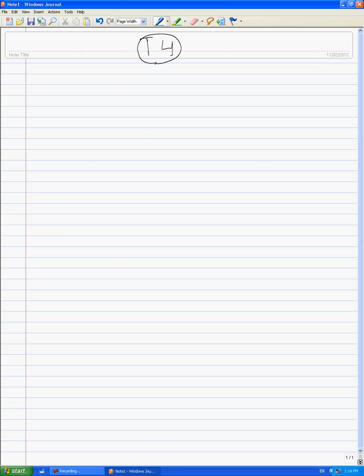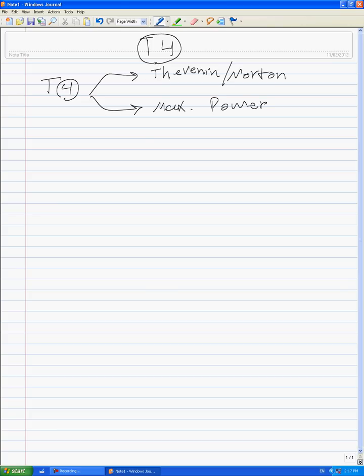The main goal for this tutorial is to investigate, first, Thevenin and Norton theory, and second, investigate maximum power for any circuit.